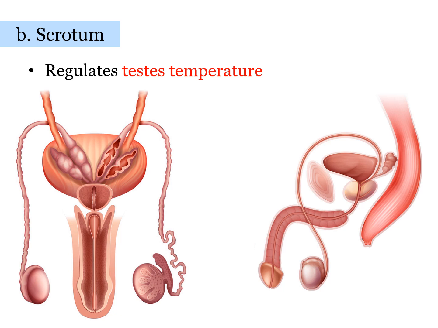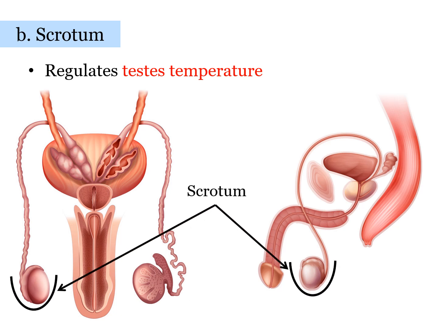Next, scrotum. The scrotum is a sac of skin that hangs from the body enveloping the testes. The role of the scrotum is to regulate the testis temperature and also protect them.